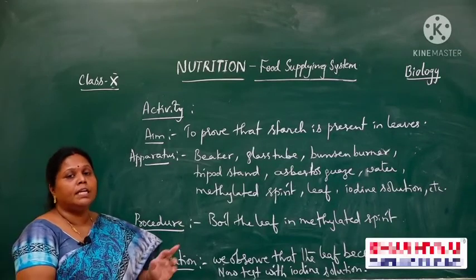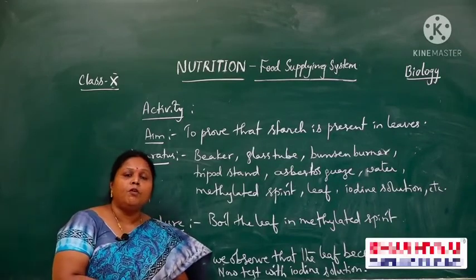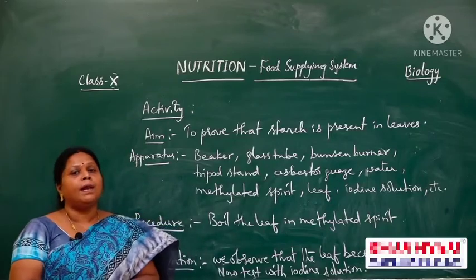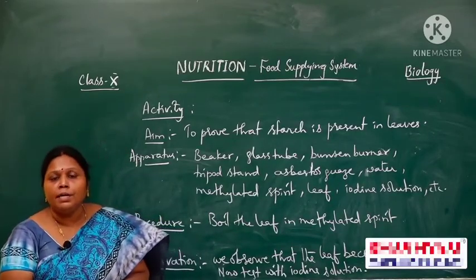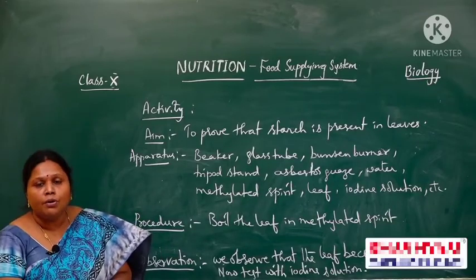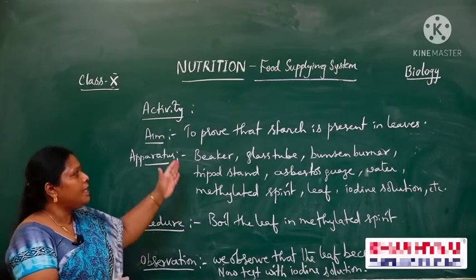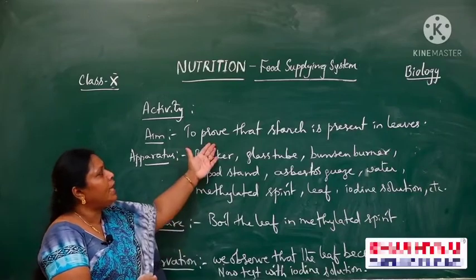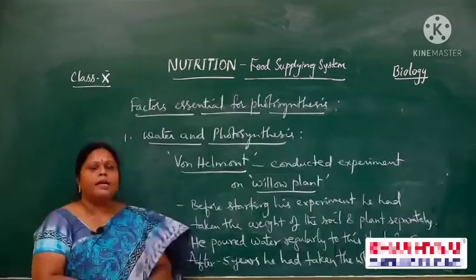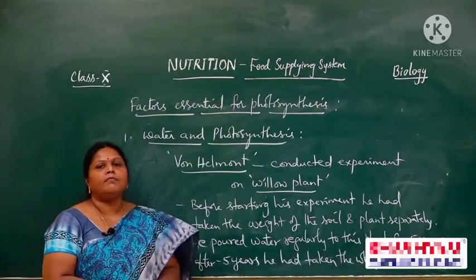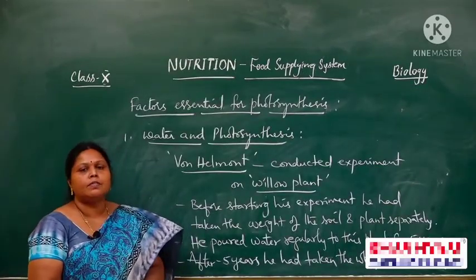So in the equation we had seen, during photosynthesis, what is prepared by the plants? Carbohydrates are prepared by the plants. And in which form it is stored, I said? It is stored in starch form. So by this activity, we proved that starch is present in leaves. Is it clear, children? Now let us discuss the factors essential for photosynthesis.